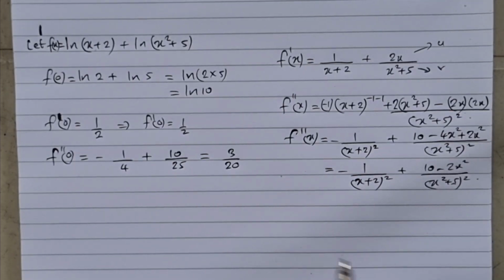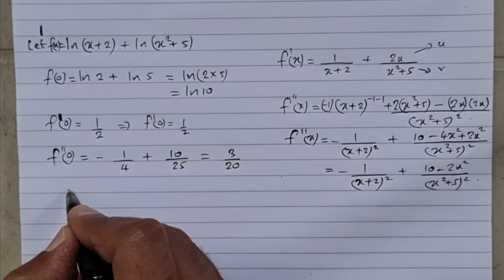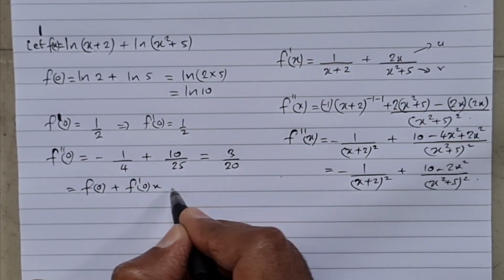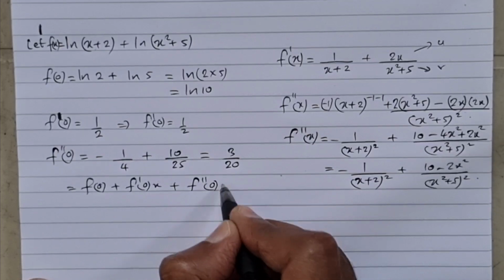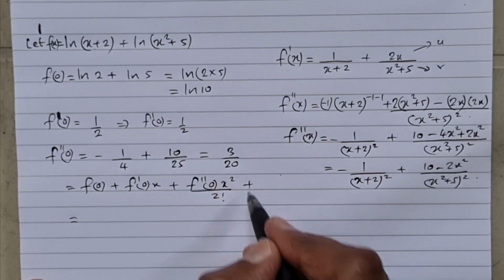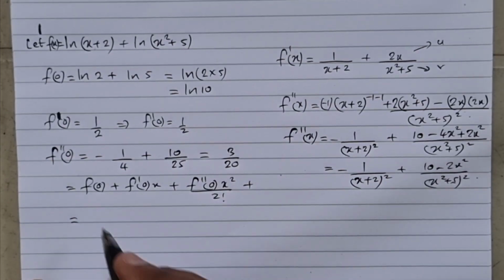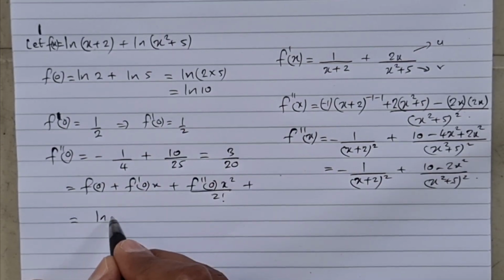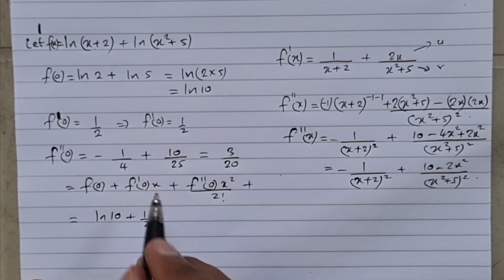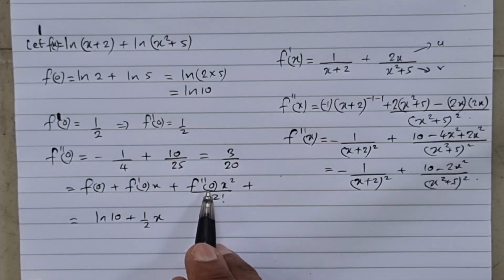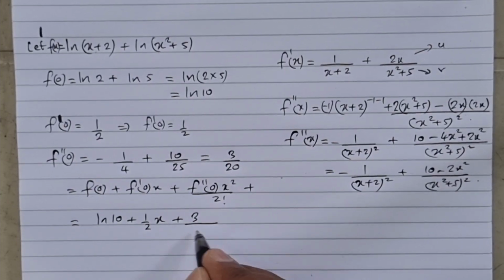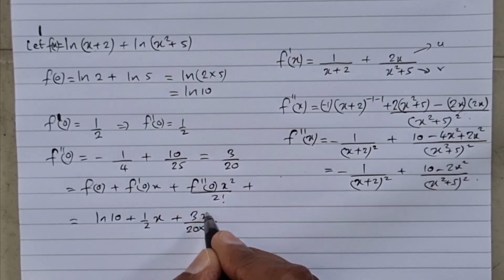Now we're going to use the Maclaurin's series. So we have f(0) plus f'(0) times x plus f''(0) times x squared over 2 factorial. Using this, I go up to the term including x squared. So now this is going to become f(0), which is ln 10, which we found earlier, plus a half of x, because this is a half here, we got x with it. f''(0) is 3 over 20, so I'm going to say plus 3 over 20 times 2 factorial times x squared.